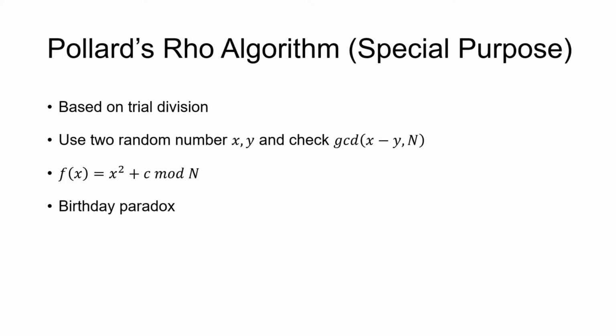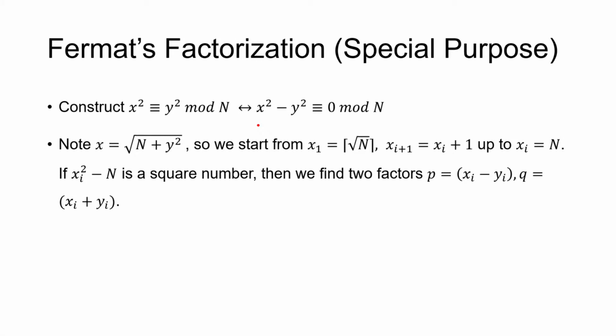Next, Pollard's rho algorithm. This is actually a variant of trial division. We choose 2 random numbers x and y, then we check the GCD between x minus y and n. If the result doesn't equal 1 or n, then we find a proper factor. Otherwise, we choose different x and y. Here, we create f(x) to generate such a random sequence. Because we use small n, the sequence is finite. According to the birthday paradox, if we choose enough numbers, the probability of finding a proper factor will get larger and larger.